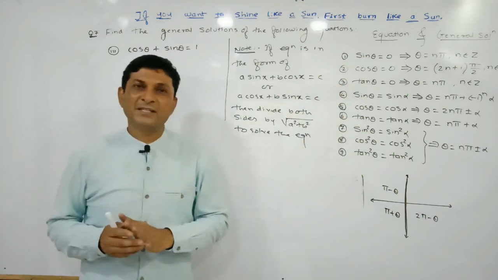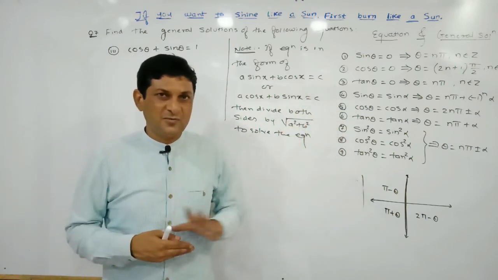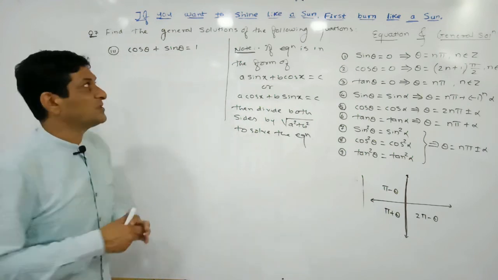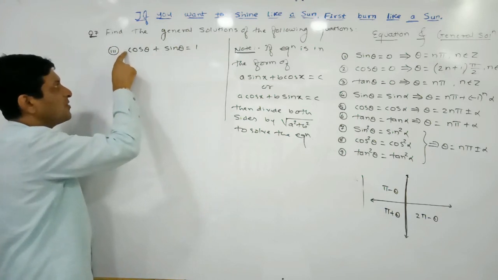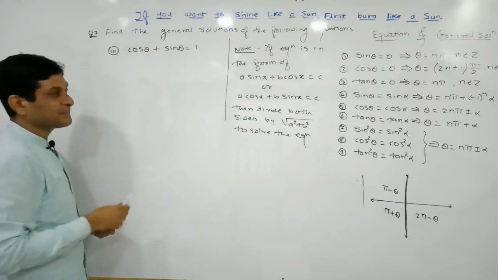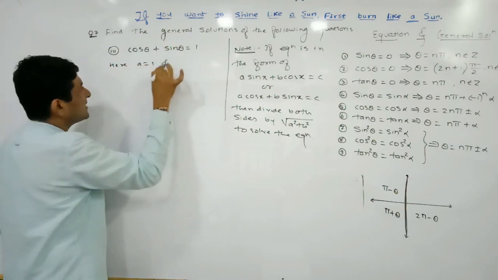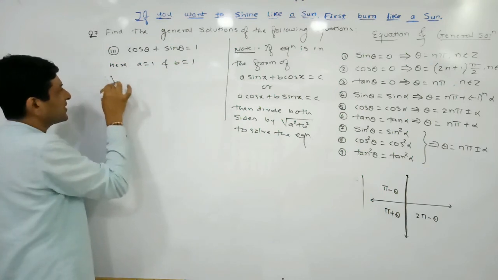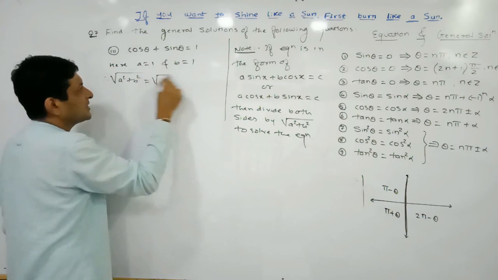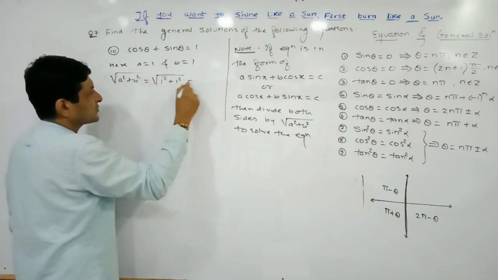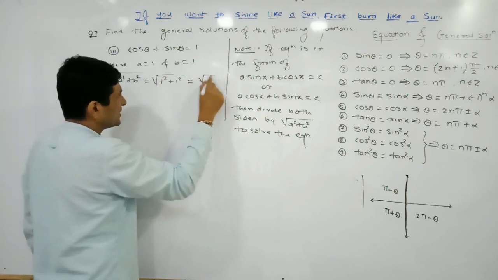Or in other words, we apply this method just to arrange the terms in the form of our standard formulas. Now here also the equation is in the form of a cos x plus b sin x is equal to c. Here the value of a is 1 and b is also 1. So under root a square plus b square is equal to under root of 1 square plus 1 square, which is 1 plus 1, equal to 2, so here we get root 2.